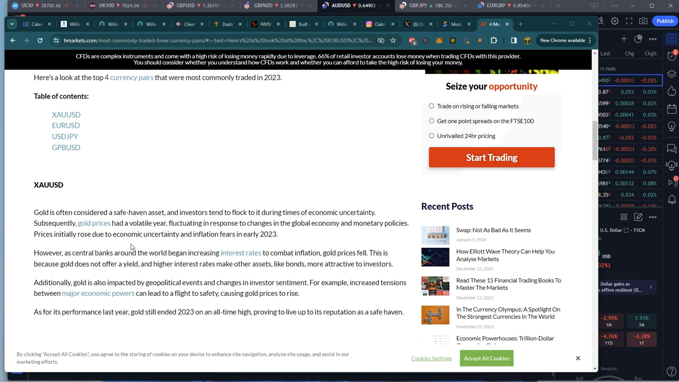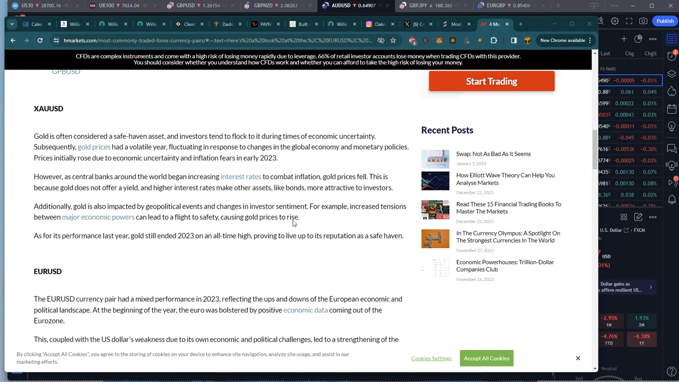Okay. Additionally, gold is also impacted by geopolitical events, changes in investment sentiment, like the wars going on. The increased tensions between major economic powers can lead to a flight to safety, causing gold prices to rise. And you see this all the time. So gold performed last year at an all-time high. Actually, it did. It hit very high numbers, 2,000 and something. I don't know. We'll look at it here in a minute. It lived up to its reputation as a safe haven.